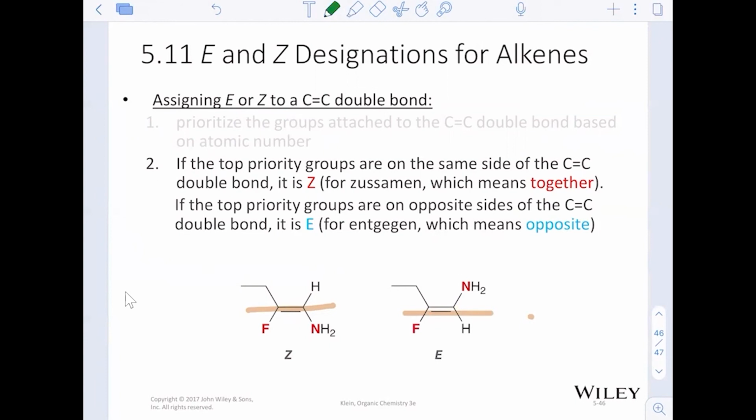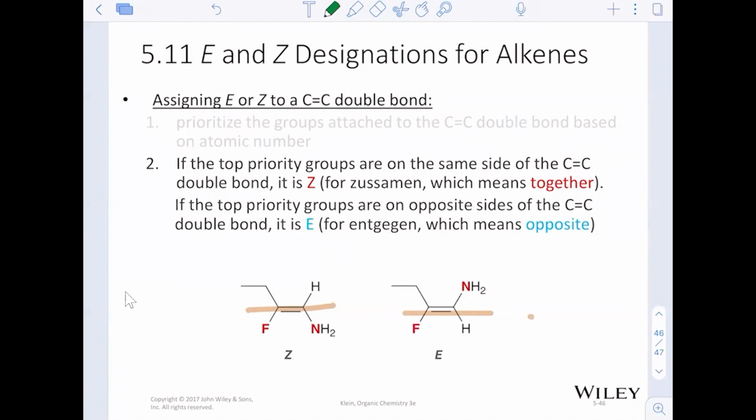If they're on the same side, Z stands for zusammen, which means together. E stands for entgegen, which means opposite, German. So Lauren's famous German accent. If I ask you about the compounds and you say, Zie are on the same side, Zie on the same side. Z is German accent where, yeah, okay, cool. Moving on. E is just opposite side. If you remember Z, same side, then you'll remember Z is for together.